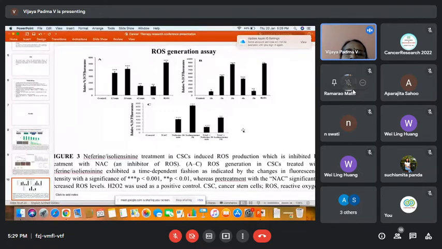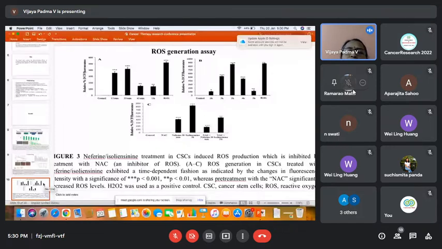When the resistant cells were treated with neferine for 30 minutes, you can see that there is an increase in ROS generation, whereas with isoliensinine after 3 hours, we can see the same. These are the resistant cells treated with neferine alone or isoliensinine alone, and for their respective peaks, we observed the ROS generation in these two treatment groups. Later we also tried NAC, that is N-acetylcysteine, an inhibitor for ROS. Again, with the same treatment groups along with NAC, we have seen that the ROS generation has significantly reduced.